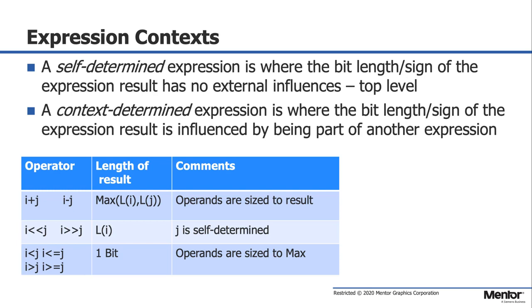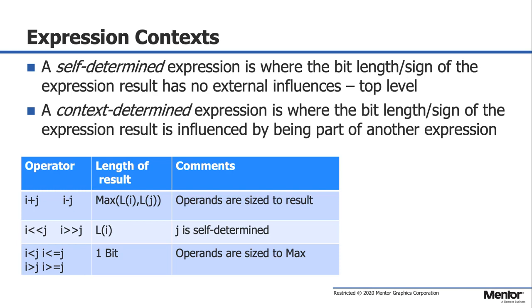We also have the shift operators, the left shift and the right shift. In this case, whatever the size or type of i is, that's the result. But j is going to be a self-determined expression, so i has no influence on how we evaluate j. And so this is a case where we have a self-determined expression j within another expression.